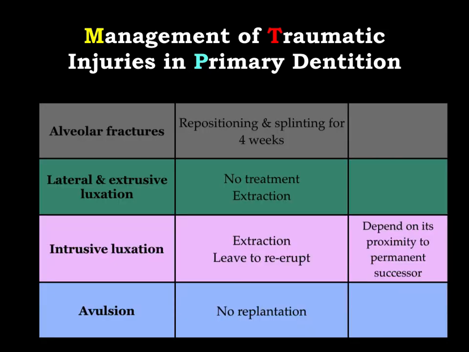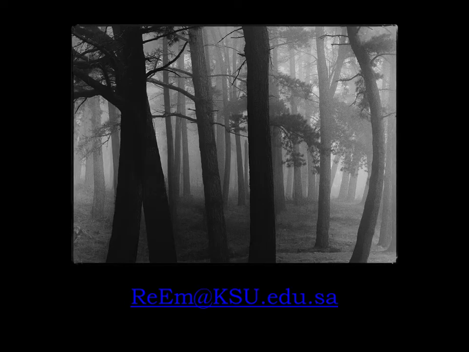If there is some kind of luxation, lateral or extrusive, we don't do any treatment. Or sometimes we can do extraction if it's going to affect the site of eruption of the permanent tooth. If it is intrusive, we could do extraction, or we can leave it to re-erupt. And if there is avulsion, we usually don't do anything. We don't replant it once it has been out of the socket.